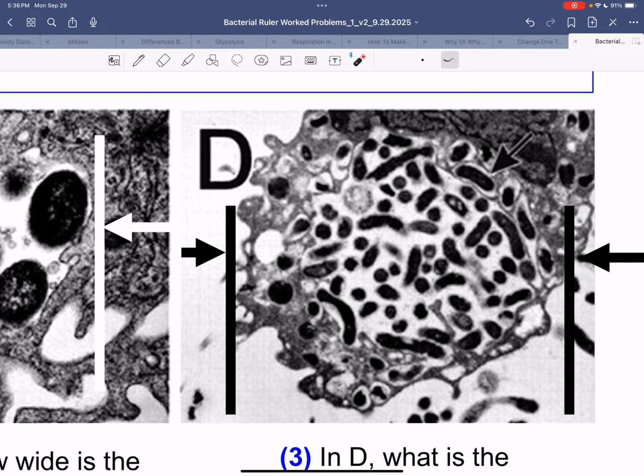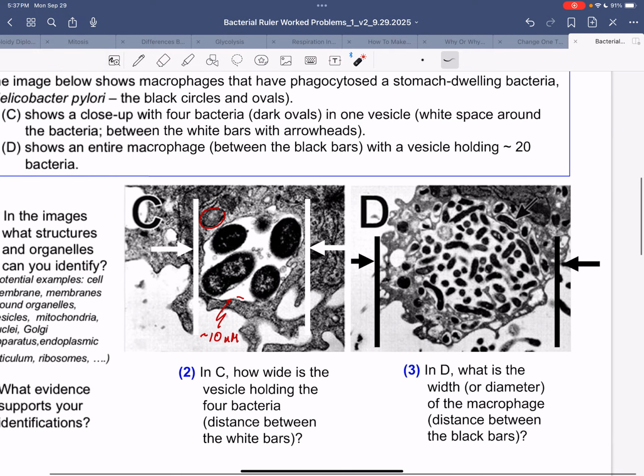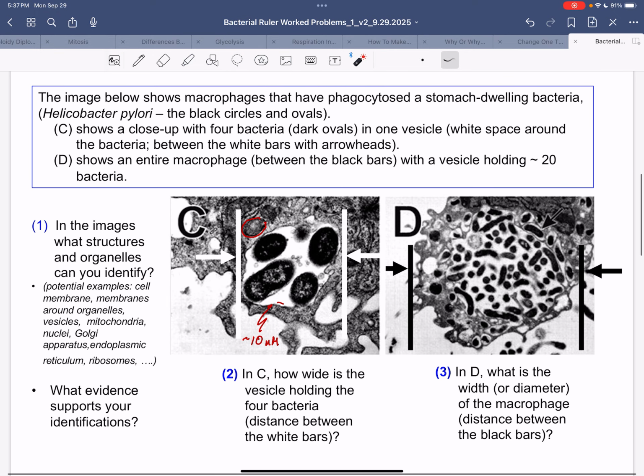Again, I can see something that looks like it's around these cells. That could be a membrane. It's a little fuzzy, but it does surround things. So that would be my guess also, that that's a membrane. I've told you that these are from the same cell, so this is a close-up.